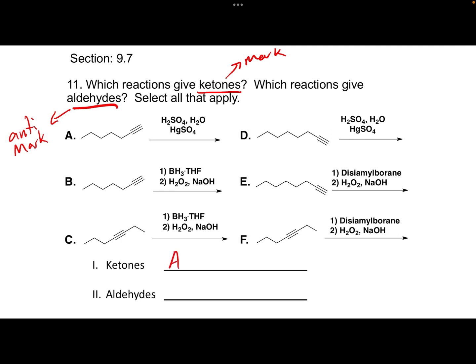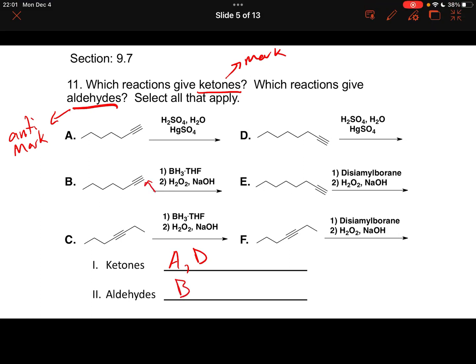So A is going to make a ketone, okay? So is D, okay? And if we keep looking, we're going to see the rest of these are hydroboration oxidations. So traditionally, they would give you anti-Markovnikov addition. So if we look at B, that's a terminal alkyne, and so our alcohol will be adding to the outside. So B will create an aldehyde, okay? E is also a terminal alkyne, and so it will also give us an aldehyde.